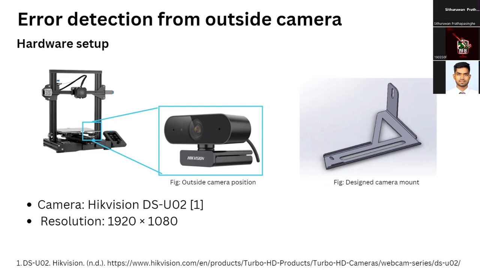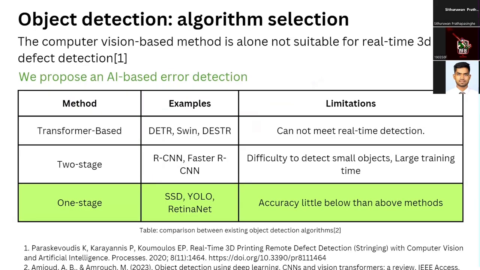For the algorithm part, we have chosen YOLO V8 for several reasons. The first reason is we wanted to get real-time feedback from the YOLO machine learning algorithm, and the second one is the difficulty other algorithms have in finding small objects.